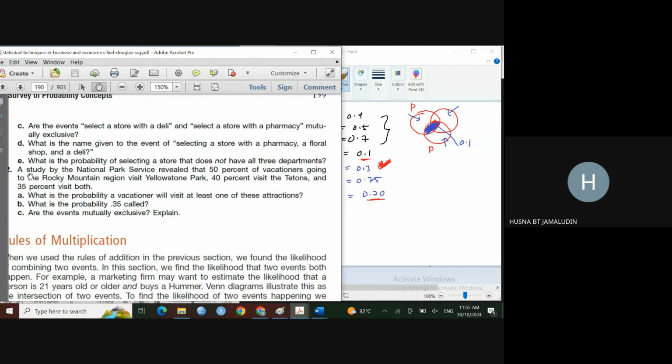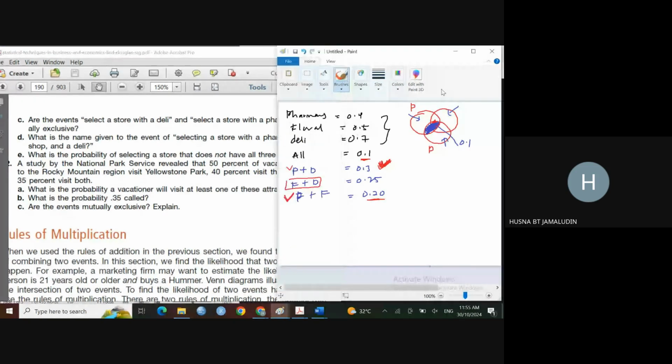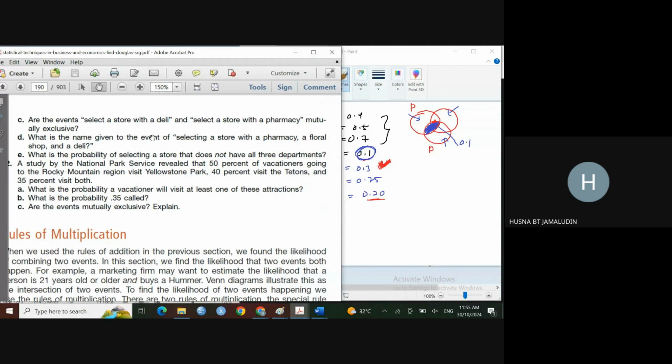Okay, the last question. What is the probability of selecting a store that does not have all the three departments? You know that when you have all the three departments, the probability is 0.1. But if the question asks for the store that does not have all the three departments, how do you find this?